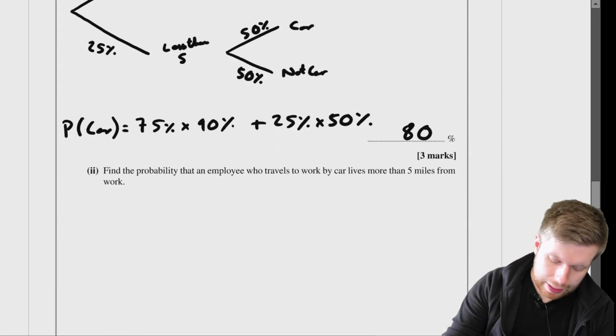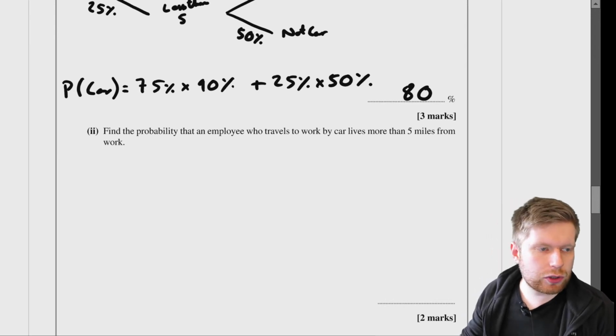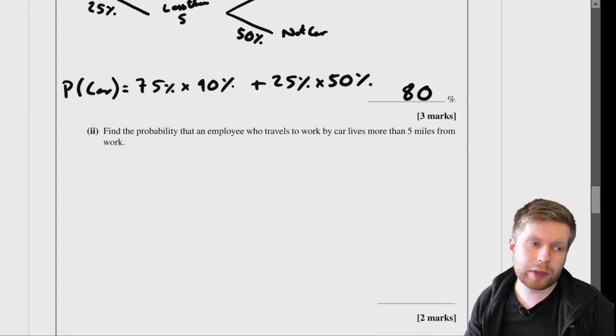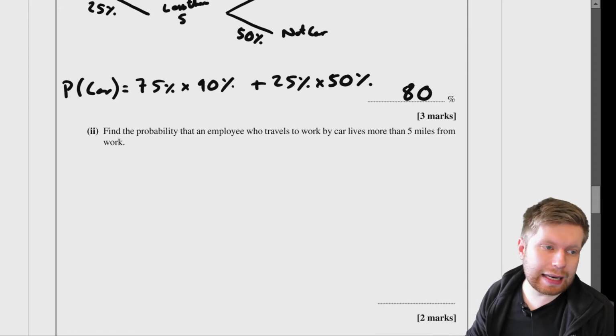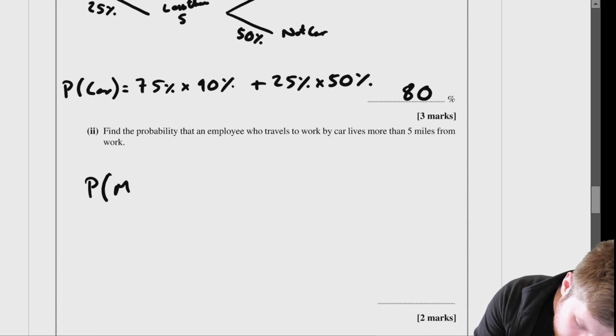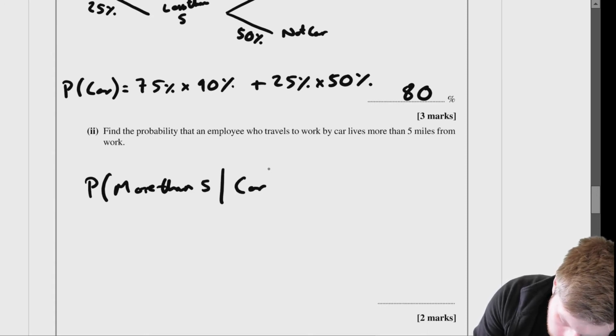Okay, good, fantastic. Now we can go on and say, right, find the probability that an employee who travels to work by car, so that's given, we're given that an employee travels to work by car, and we want to find the probability that they live more than 5 miles from work. Okay, so I want the probability they live more than 5 miles from work, given they travel to work by car.